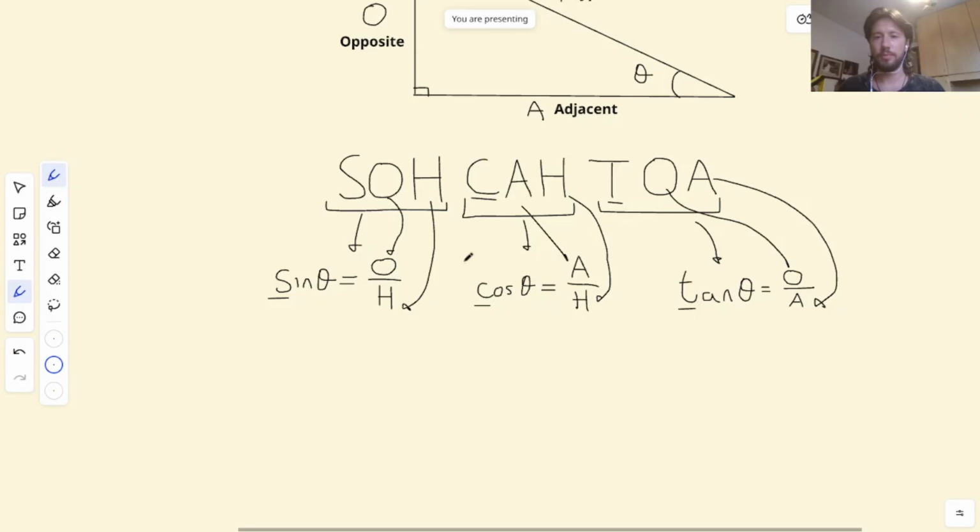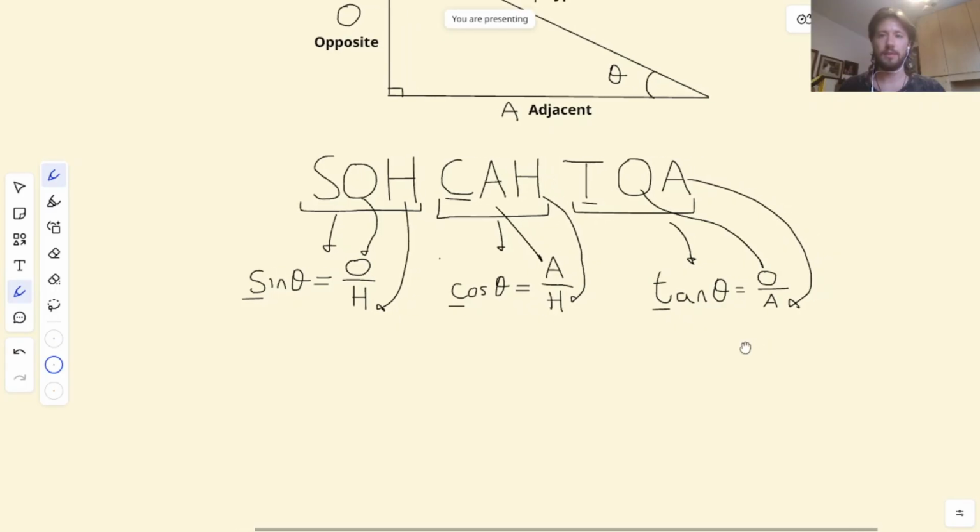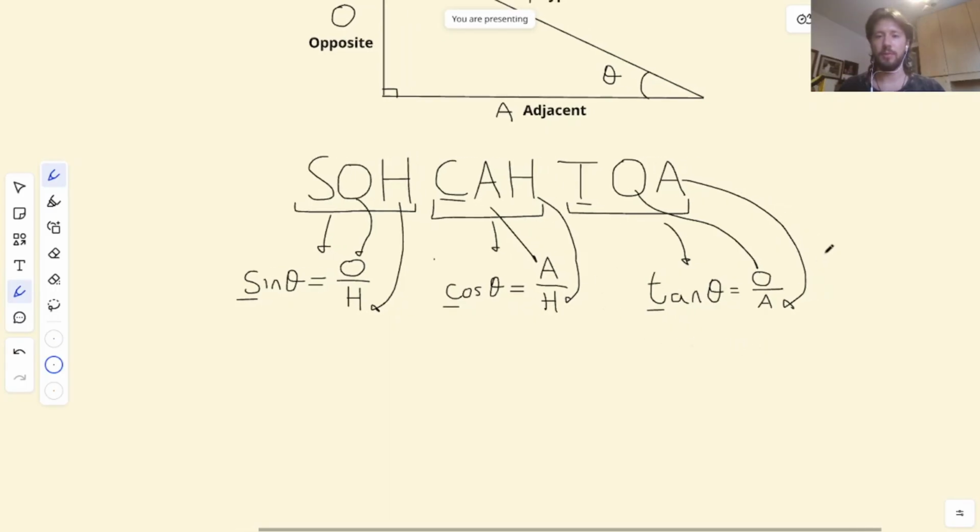You may not need to remember this. Some exam boards will provide you with these three equations. However, some don't. So do try and remember them if you can. It will make your questions faster anyway.